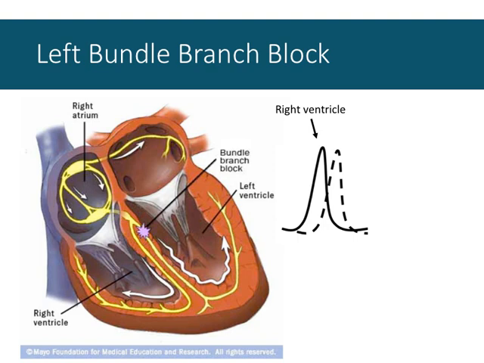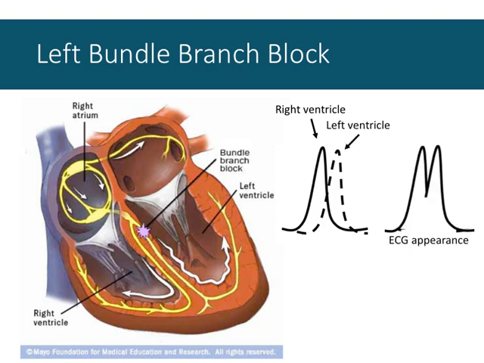Because the right bundle branch works normally, signal goes through quickly. The left bundle branch signal doesn't go through quickly, and so we see this delay in phase. The right ventricle contracting first, the left ventricle contracting slightly afterwards because the signal can't get through as quickly, leaving us with this bimodal QRS complex.